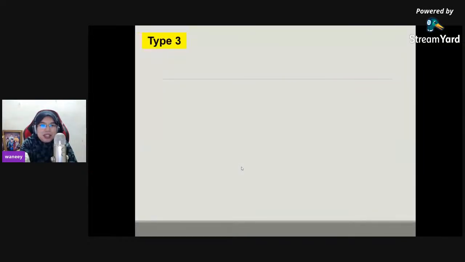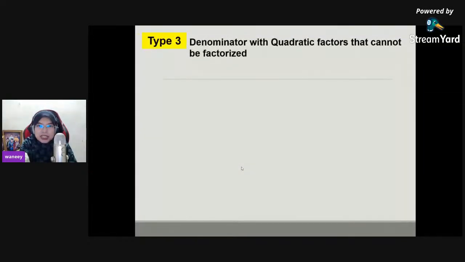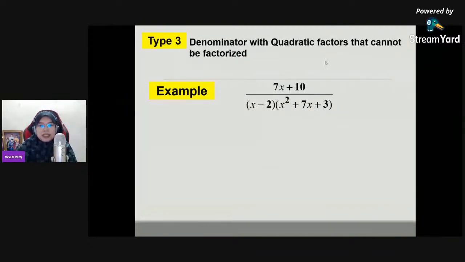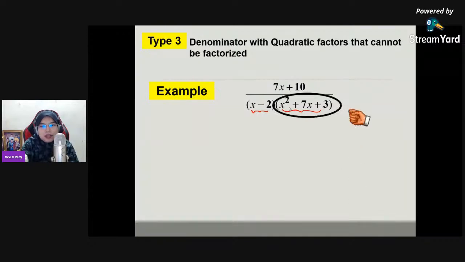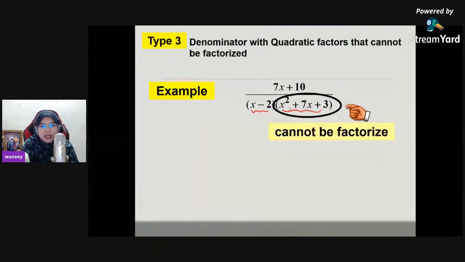Okay, so type 3, denominator with quadratic factors that cannot be factorized. Okay, so for example, we have (7x plus 10) over (x minus 2)(x squared plus 7x plus 3). So this thing, we cannot factorize completely. So that is why this is a quadratic factor that cannot be factorized. Okay, so this is basically a linear. So we are going to write down them with a constant. So those are the terms that cannot be factorized.